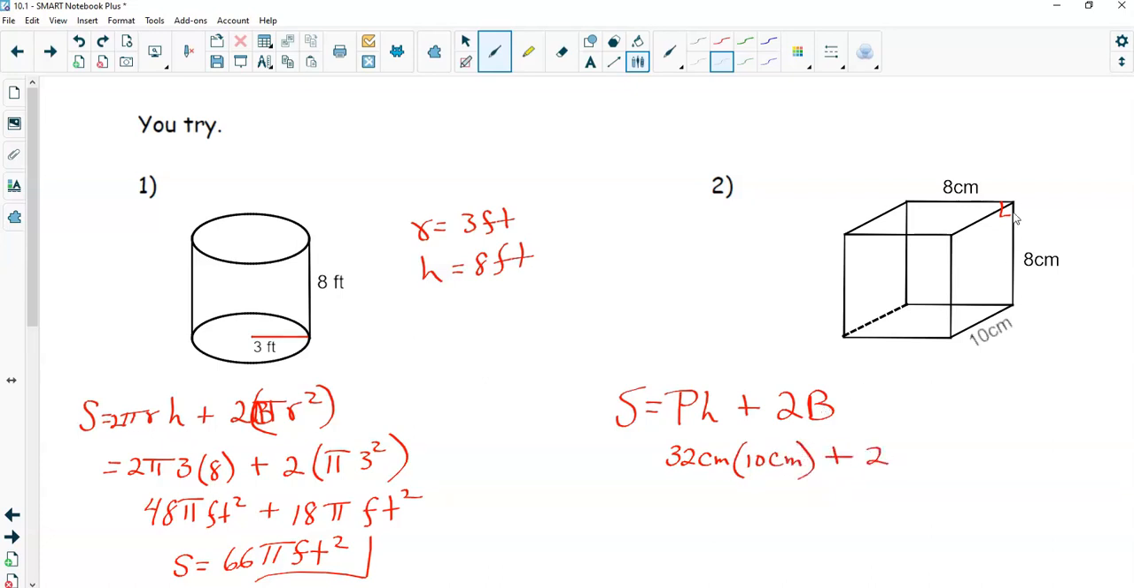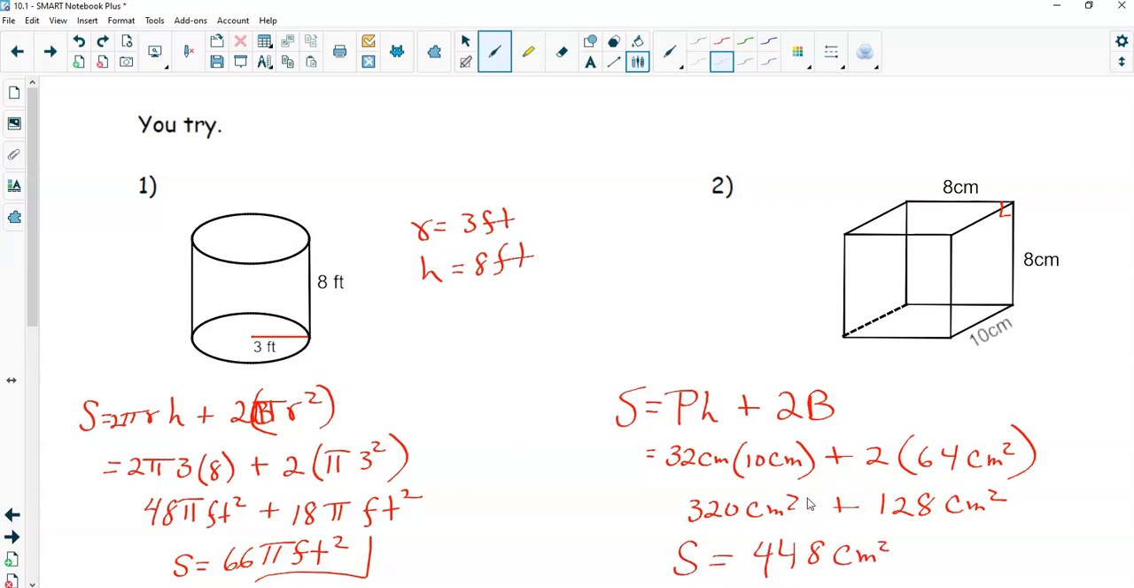plus twice the area of the base is 8 times 8, so that's 64 square centimeters. So 32 times 10, that's 320 square centimeters, because centimeters times centimeters, plus 64 and 64, that's 128 square centimeters. Now you add them together. So that's 448 square centimeters for the total surface area of this rectangular prism. So see how you did.